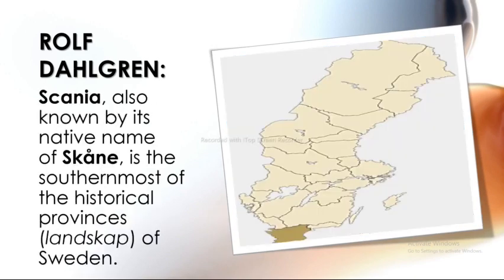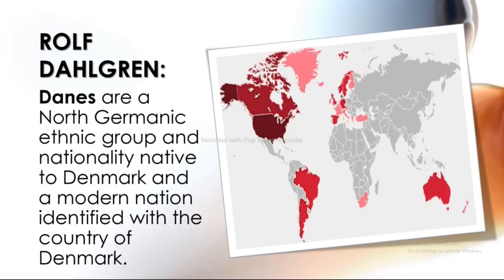And this is Scania, also known by its native name of Skåne, is the southernmost of the historical provinces of landskap of Sweden, as shown in the figure. Next is Danes, are a North Germanic ethnic group and nationality native to Denmark and a modern nation identified with the country of Denmark, as shown in the figure.